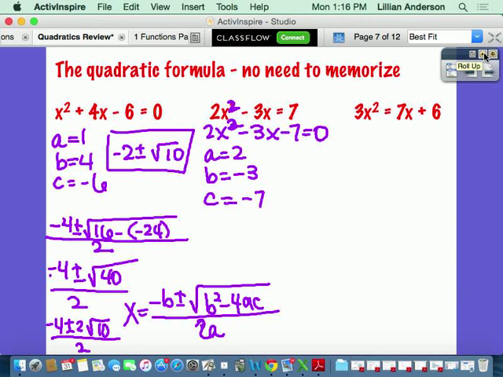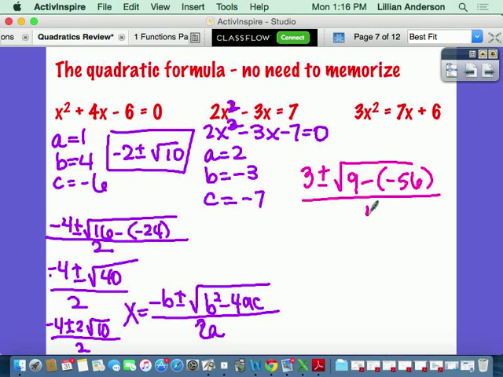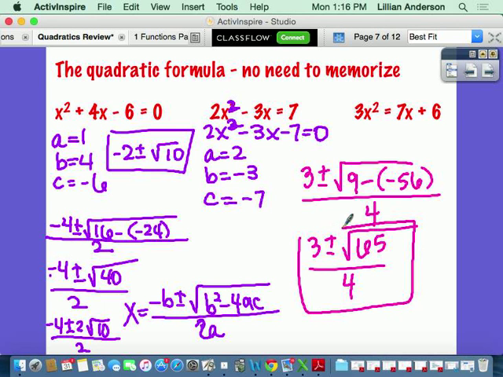Over here, when we got into standard form, the 7 ended up being a negative. So then that is 3 plus or minus the square root of b squared, which gives us a +9, minus 4 times a times c. Well, that's 8 times -7, so -56, right? Over 2a, which is going to be 4, because 2 times 2 is 4. So we have 3 plus or minus the square root of 65 over 4. Can I simplify 65 down? Nope. So that's my final answer. Okay? Questions?